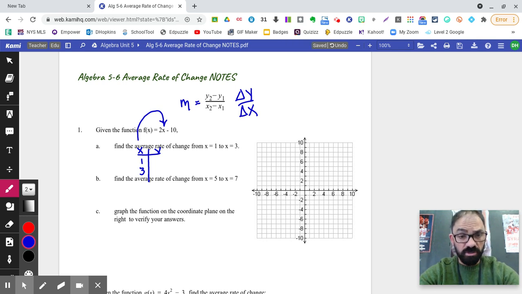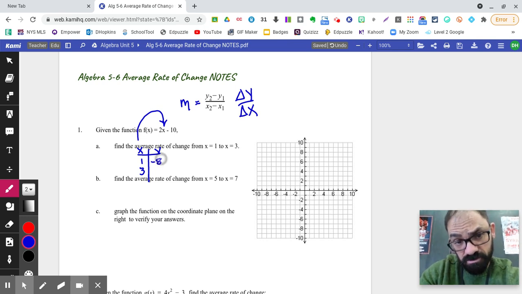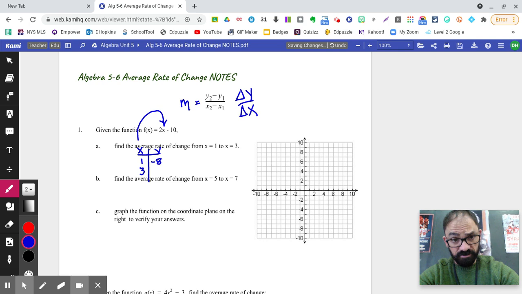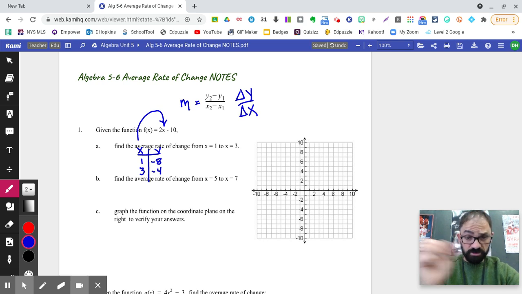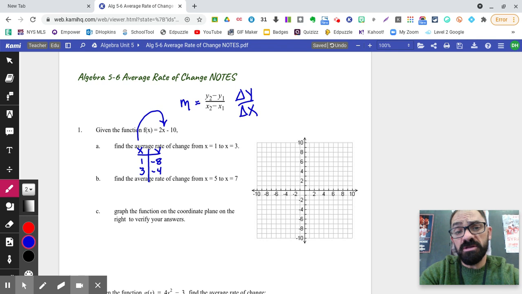So when x is 1, let's plug them into our equation and get the y value. So 2 times 1 is 2. 2 minus 10 is negative 8. Plug in 3. 2 times 3 is 6. 6 minus 10 is negative 4. So I have two y values. I have two x values. We can apply this little formula now for the change in y over change in x.